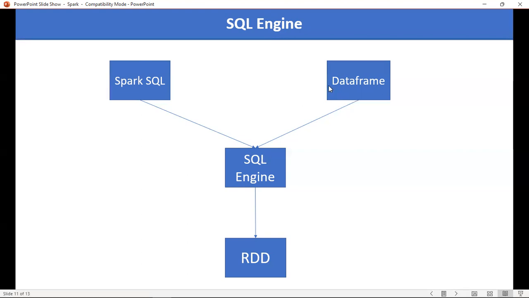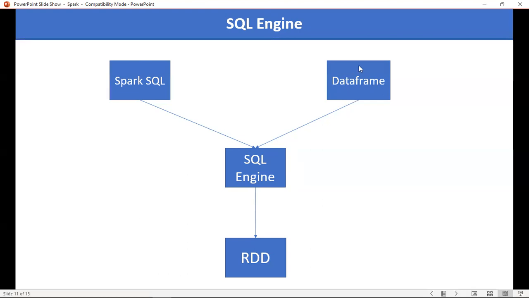When you code something using a data structure called data frame, internally all your code is getting converted into an RDD kind of code. This internal conversion is being handled by SQL engine. There are many other things that SQL engine does.